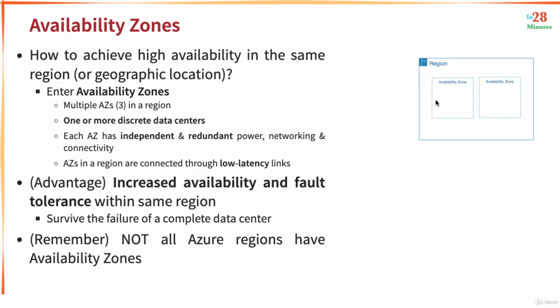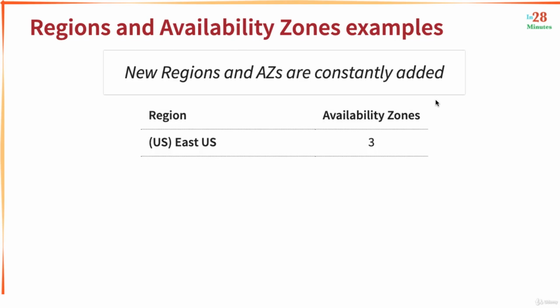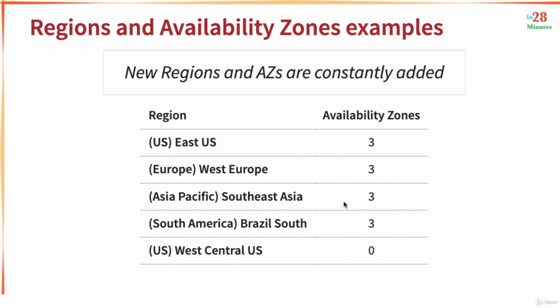One of the most important things to remember is that not all Azure regions have availability zones. Some of the Azure regions have no availability zones at all. Some of the Azure regions have 3 availability zones. Let's look at a few examples of regions and availability zones. East US has 3 availability zones. West Europe has 3 availability zones as well. Southeast Asia, Asia Pacific has 3 availability zones. Brazil South has 3 availability zones as well. West Central US has 0 availability zones.